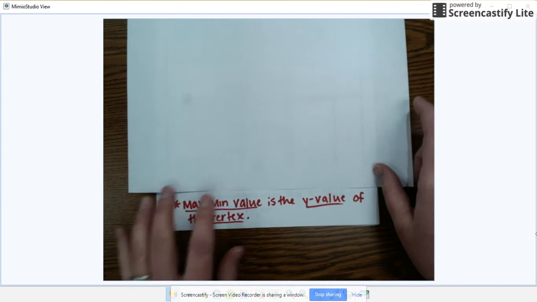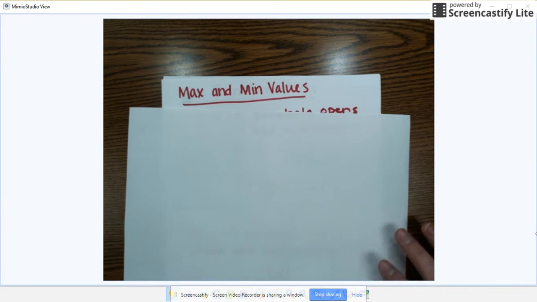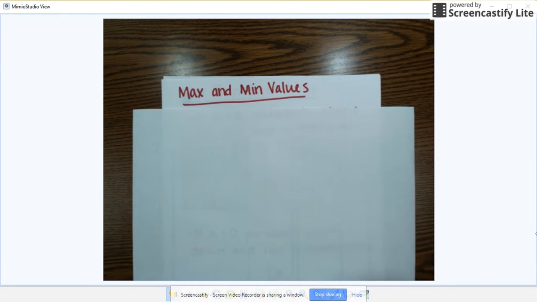A little more with the graphs. We're going to talk about maximum and minimum values. So the other day I talked about the vertex either being the highest or the lowest point on the graph, which correlates to maximum and minimum.